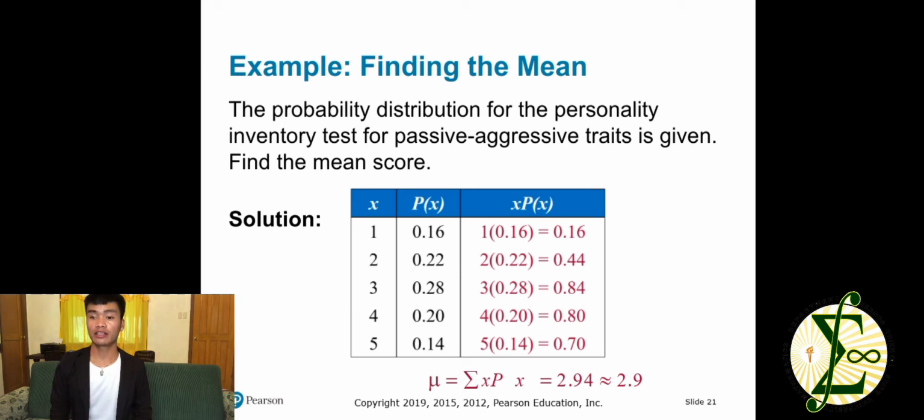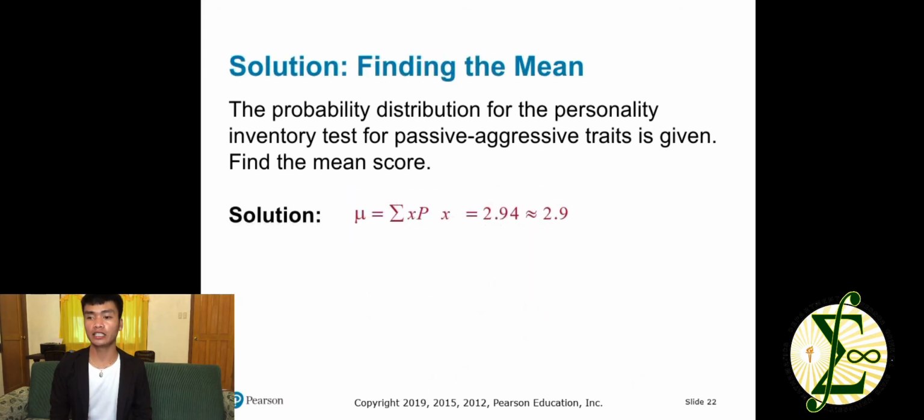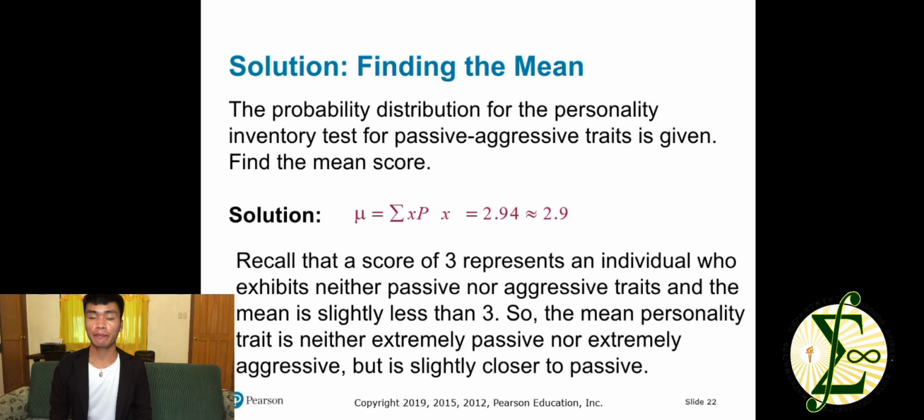We should recall that the score of 3 represents an individual who exhibits neither passive nor aggressive traits, and the mean is slightly less than 3. So the mean personality trait is neither extremely passive nor extremely aggressive, but it is slightly closer to passive.